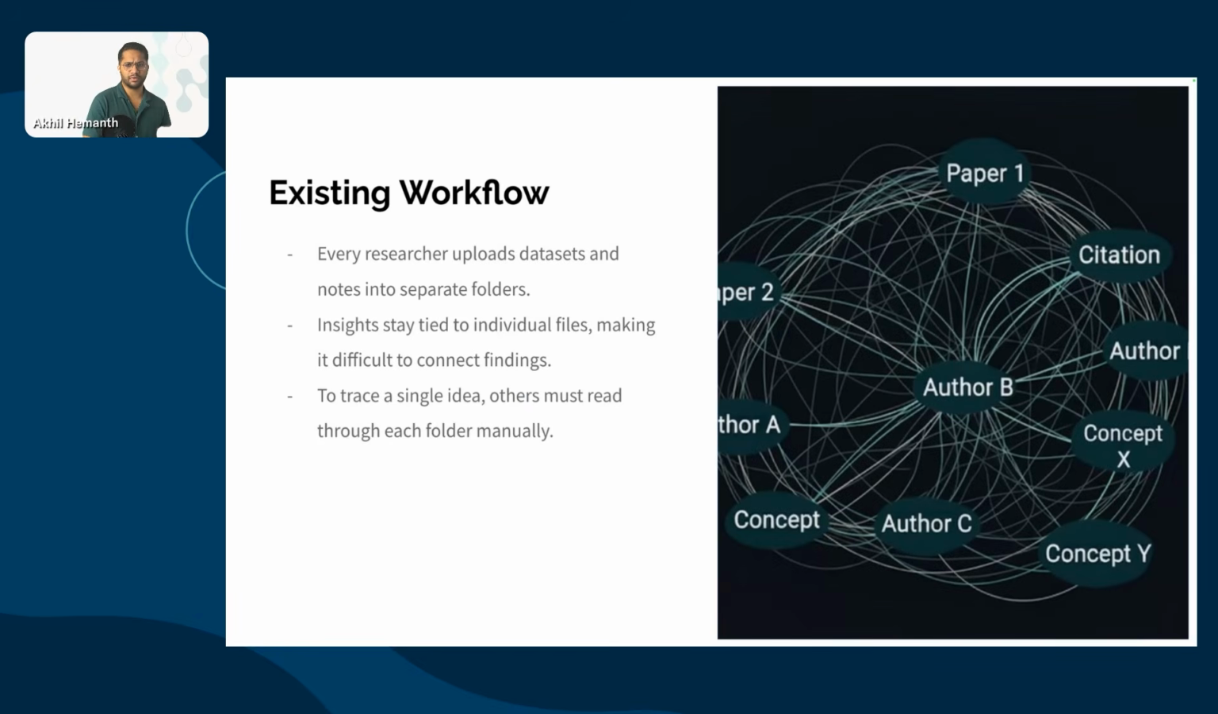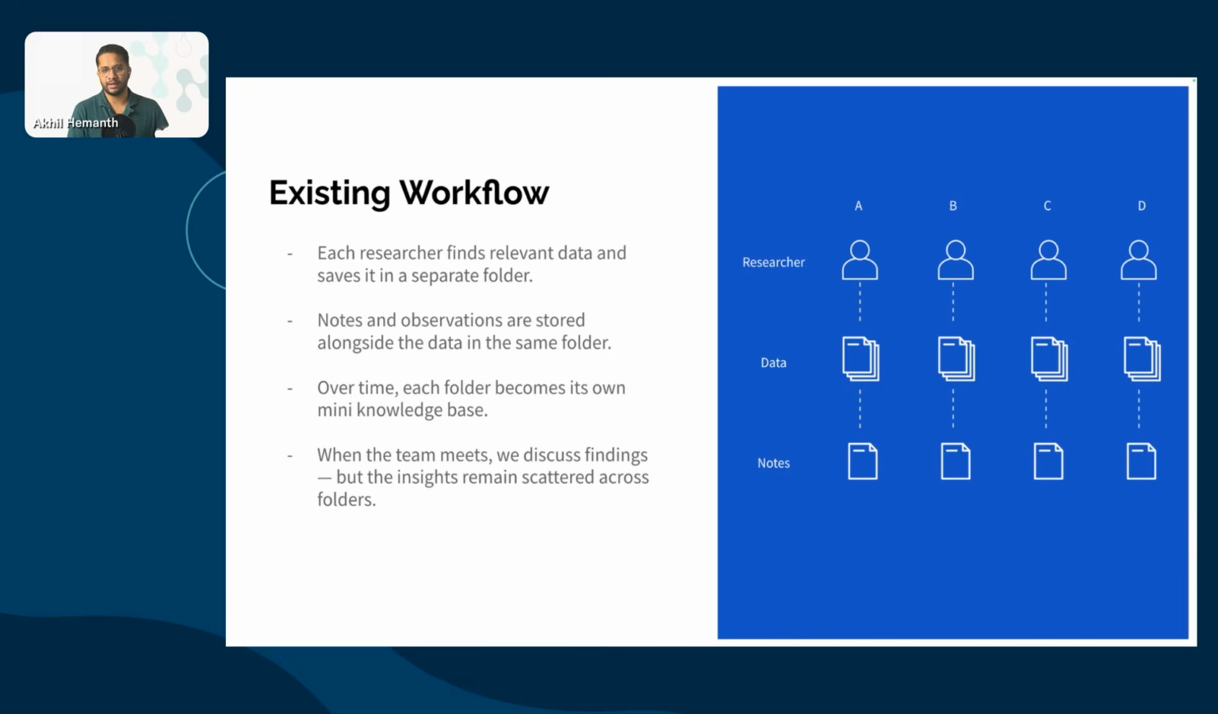So just to give an example, and again, this is internal to my team, the researcher uploads the data sets and notes into separate folders. As a result, the insights stay tied to the individual files, and this makes it difficult to connect the findings. And also to trace a single idea, you almost have to go back through multiple different research papers that we would have read, and not just research papers, but Excel files and data sets that we would have initially combed through to get to this point in the first place.